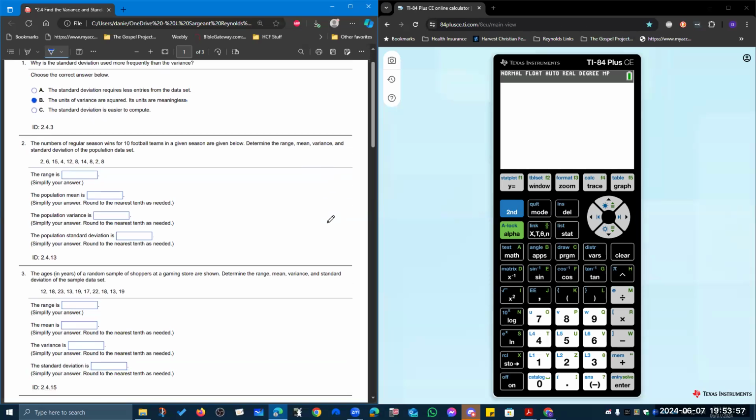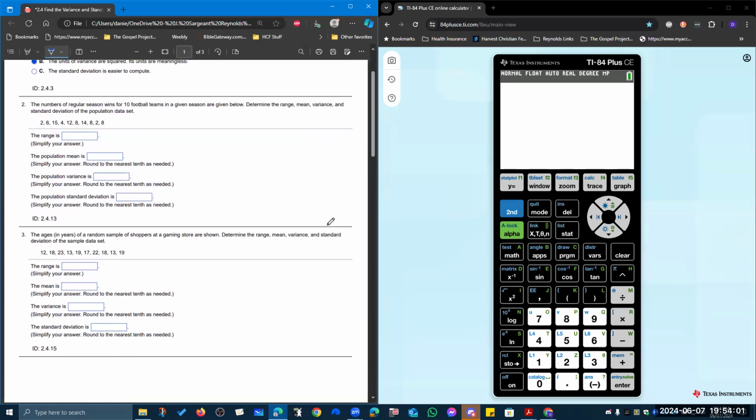The numbers of regular season wins for 10 football teams in a given season are given below. Determine the range, mean, variance, and standard deviation of the population data set. So let's go ahead and go into stat, edit. Again, you can make these same calculations in Excel. I'm just going to show you how to do them in the calculator right now.